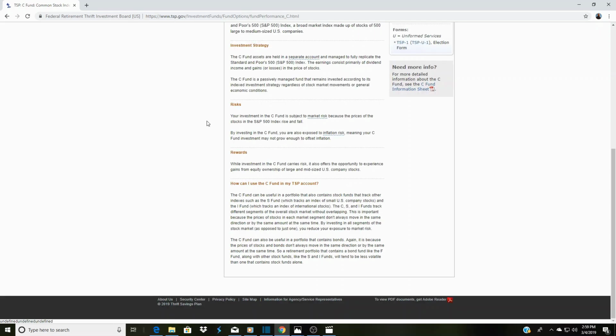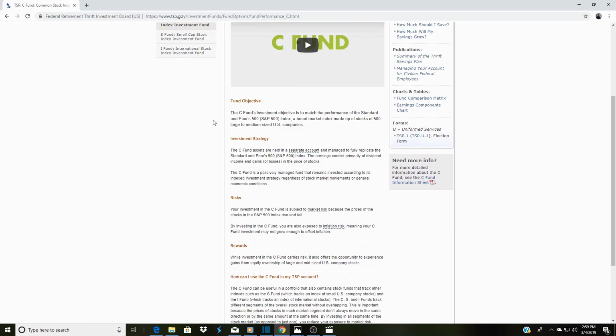So since this is a stock fund, it is a more volatile investment because you have more risk when you invest in stocks. So you can get higher returns, but then also during market downturns, you can get more losses in the S&P 500 or the C fund.